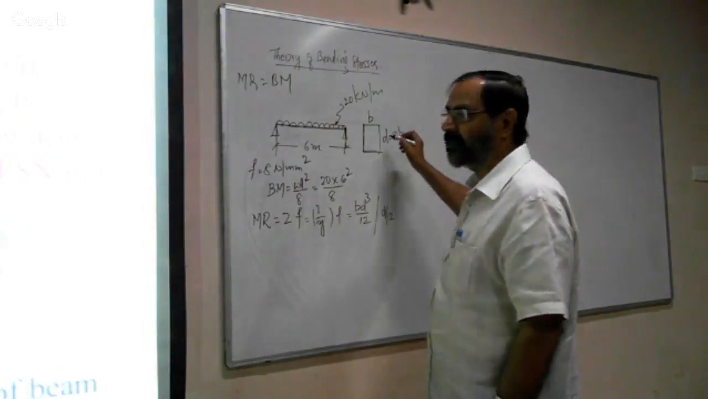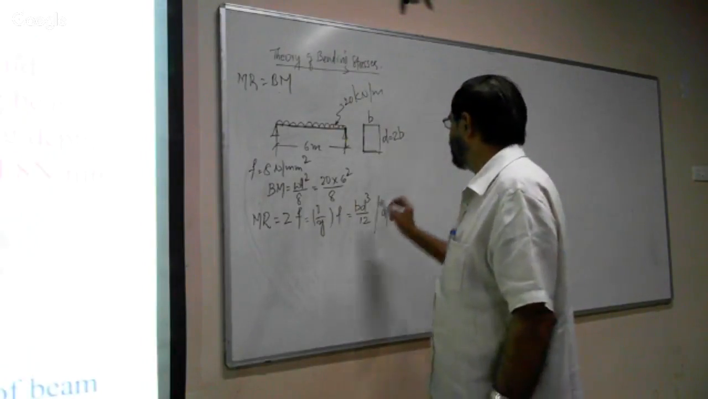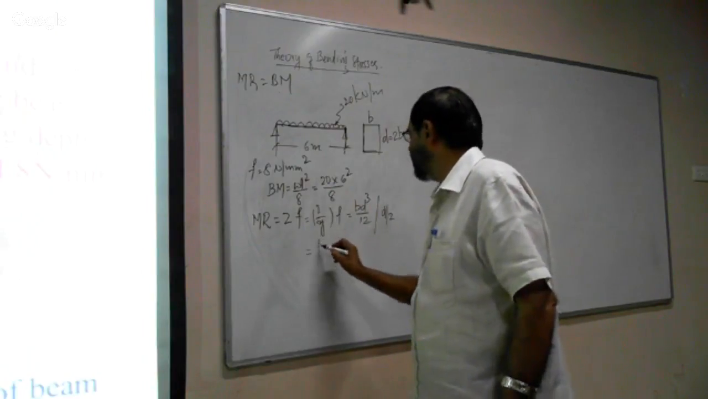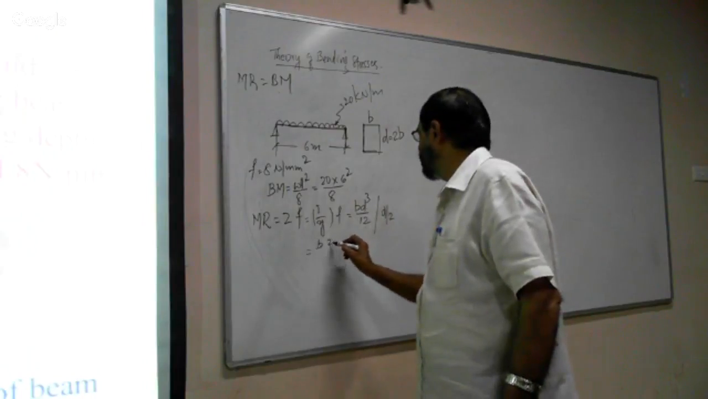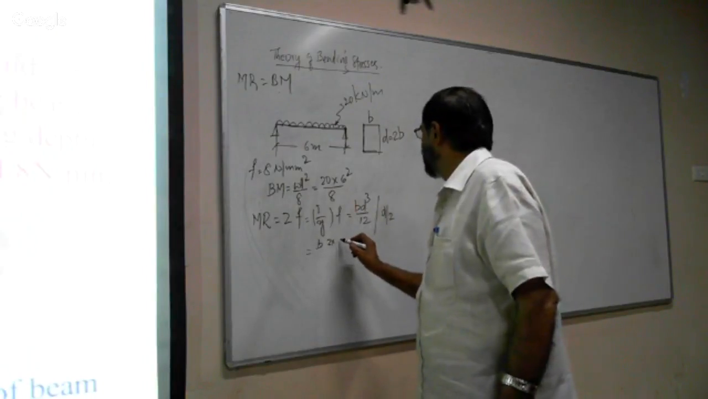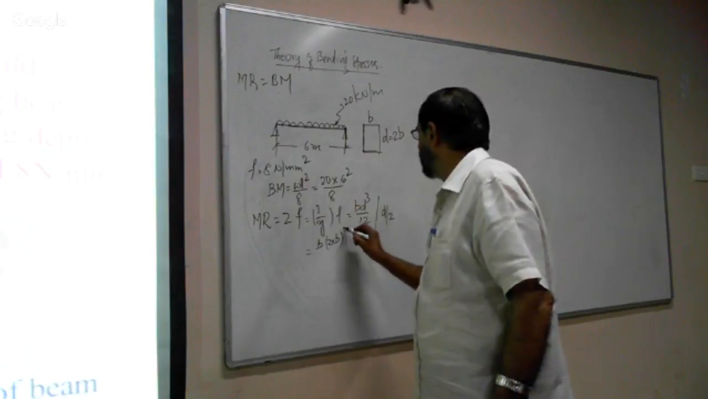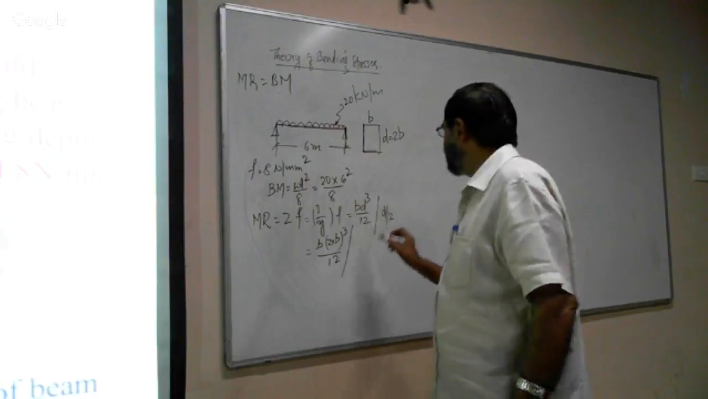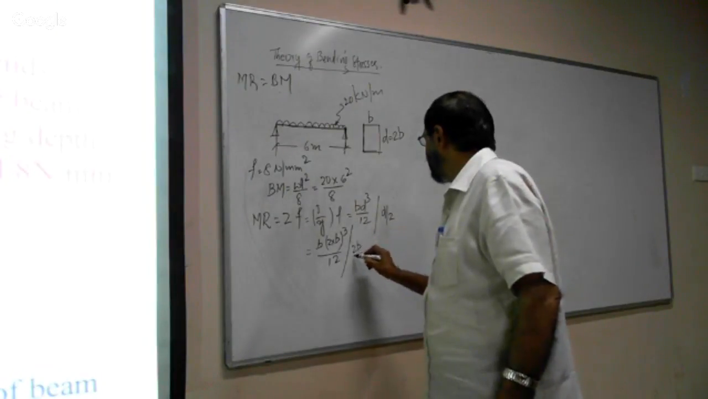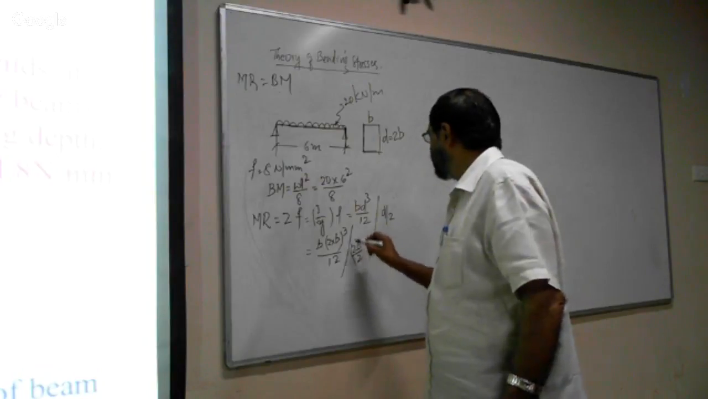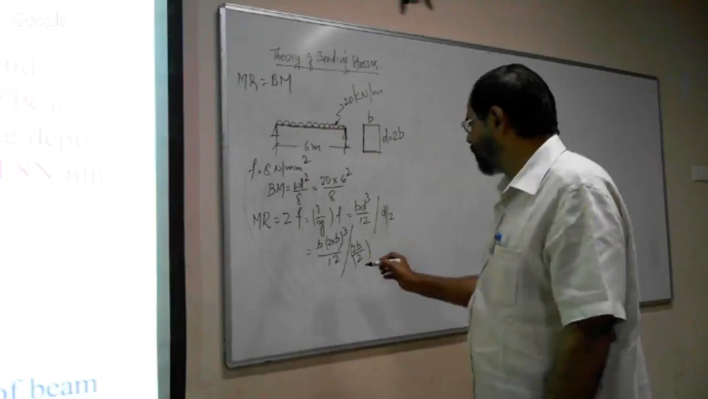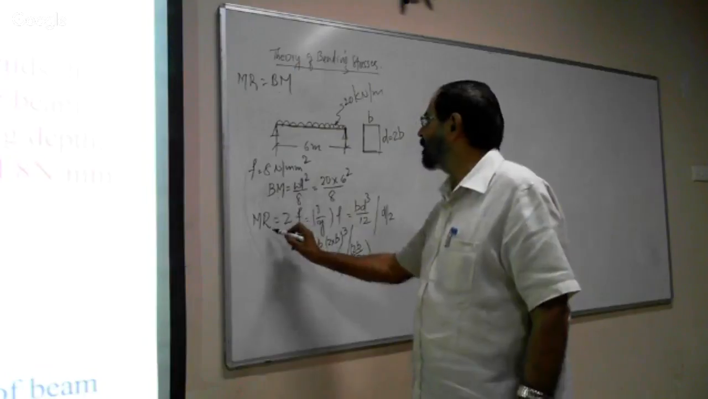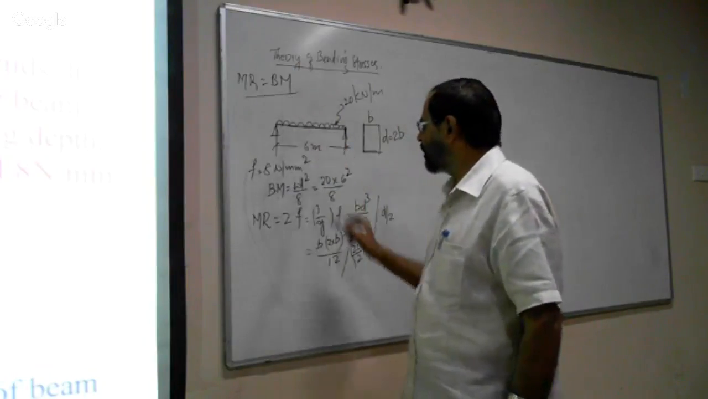Now we know the relationship is given between the breadth and depth. Therefore, let us substitute the value of depth, D is equal to 2B. We get B into (2B) cube divided by 12, the whole thing divided by 2B divided by 2. Now simplify this, and equate the bending moment and the moment of resistance.